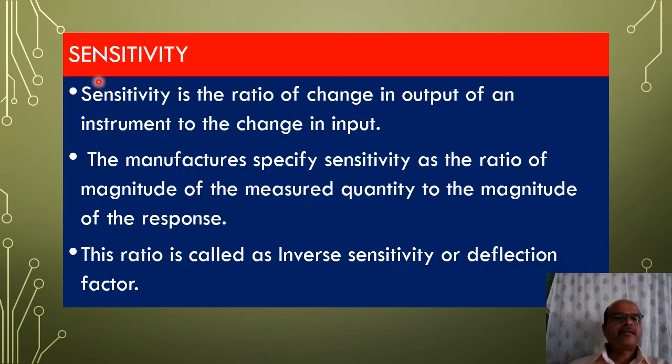And next is sensitivity. What is meant by sensitivity? Sensitivity is the ratio of change in output of an instrument to the change in input. So change in output, change in input. These words are important. The manufacturers specify sensitivity as the ratio of magnitude of measured quantity to the magnitude of the response. This ratio is called inverse sensitivity or deflection factor.